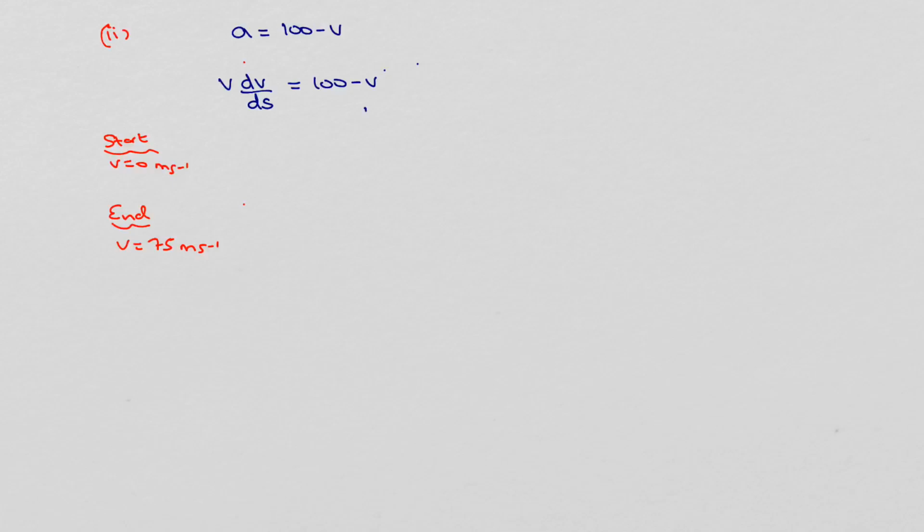And we're looking for how far it travels in that time. So starting with the change in distance, if I rearrange there, I'm going to have v divided by 100 minus v dv is equal to ds. And of course, before I can do anything here, I have to spot that I cannot integrate that. So I'm going to take that to the side.